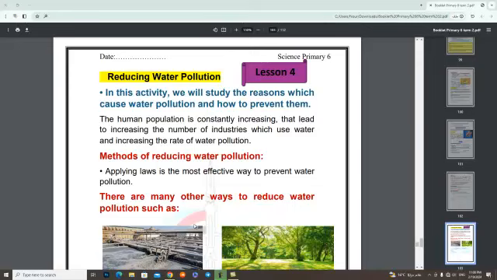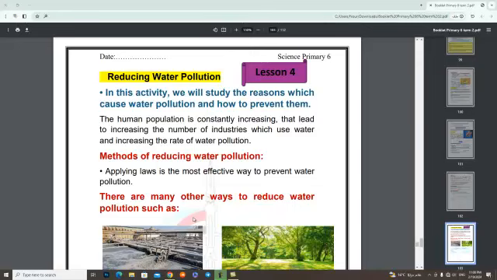The human population is constantly increasing, which led to an increase in the number of industries which use water and an increase in the rate of water pollution. Methods of reducing water pollution. Applying laws is the most effective way to prevent water pollution.